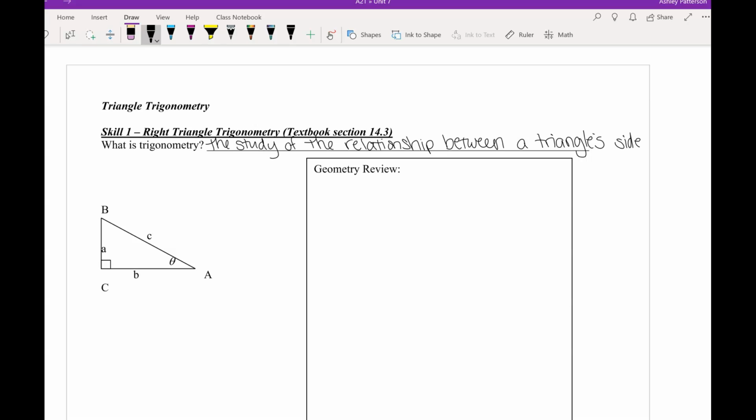A triangle's side lengths and angle measures.